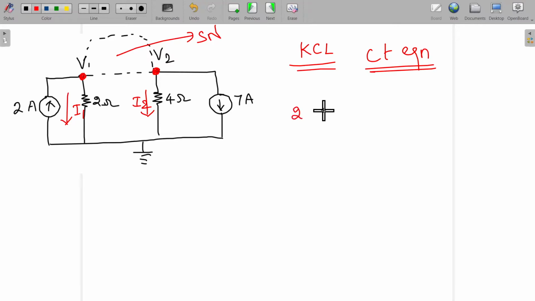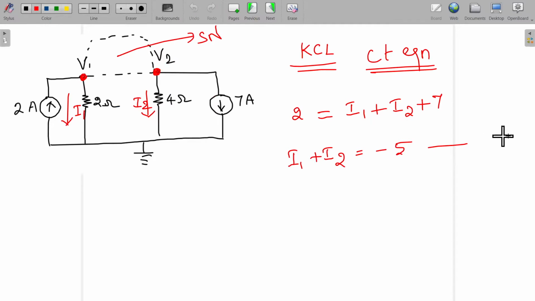So 2 ampere current is the incoming current to the supernode, and this I1, I2 and the 7 amps, they make the summation of the leaving current to the supernode. So I can write this as I1 plus I2, that is equal to minus 5. This is our first equation for the second method, right? In which the 10 ohm resistance is not considered because it doesn't make any sense.